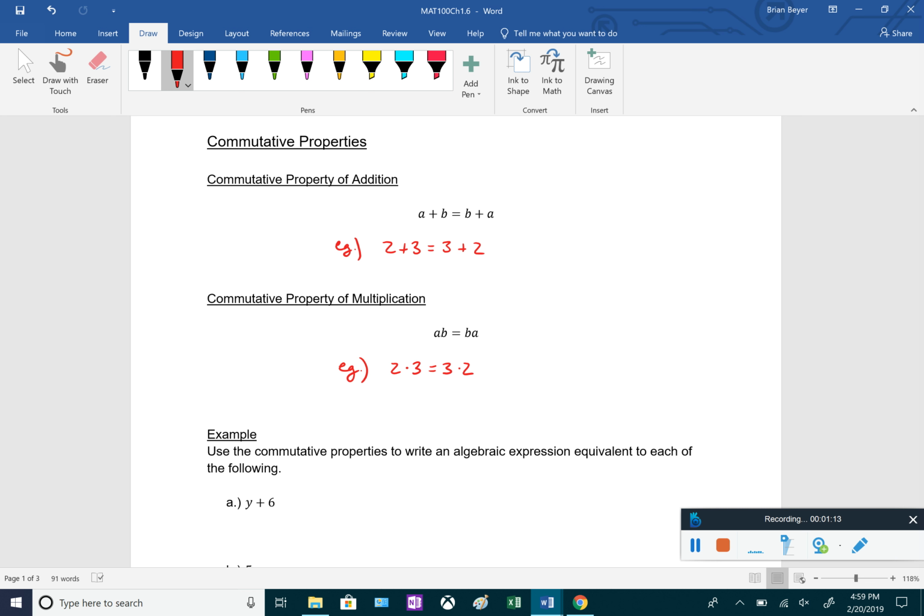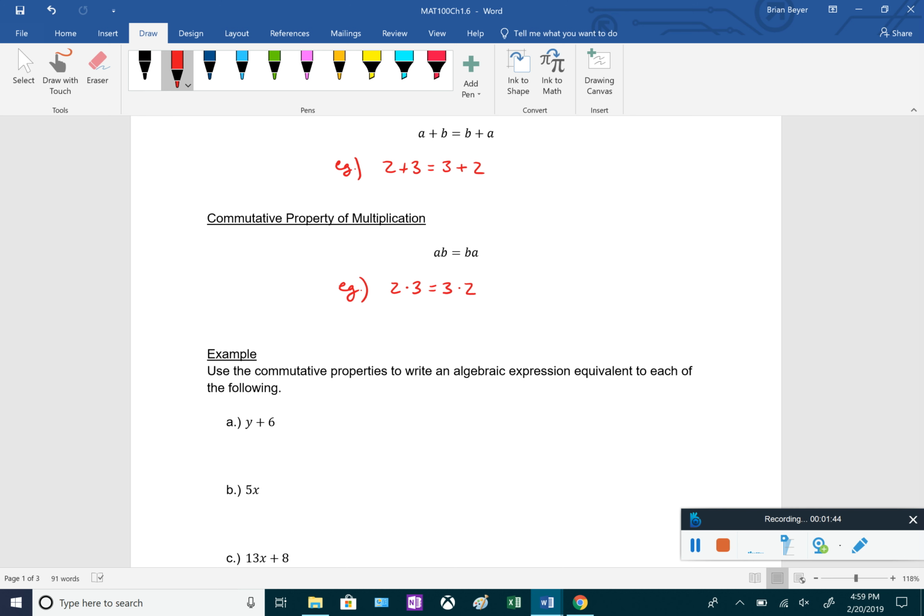Remember that multiplication is just repeated addition. For the left-hand side here, 2 times 3 means we are adding 3 together 2 times. So that would be 3 plus 3, which is 6. On the right side, 3 times 2 means we're adding 2 together 3 times. So 2 plus 2 plus 2, which is also 6.